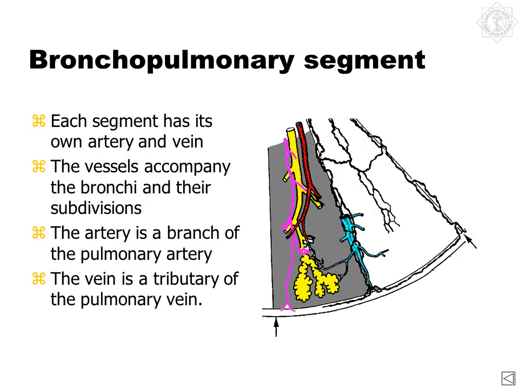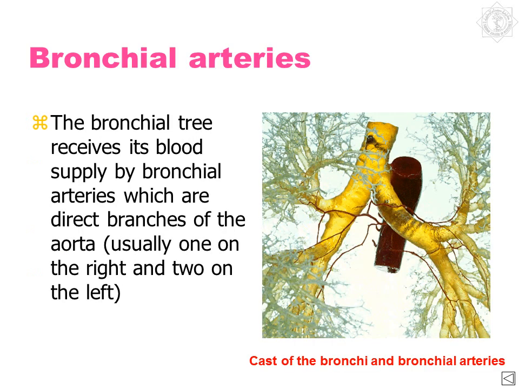Each segment has its own artery and vein. The vessels are accompanied by the bronchi and their subdivisions. The artery is a branch of the pulmonary artery. The vein is a tributary of the pulmonary vein. The bronchial tree receives blood from the bronchial arteries, which are direct branches of the aorta, usually one on the right and two on the left.